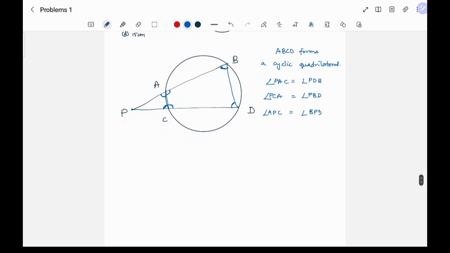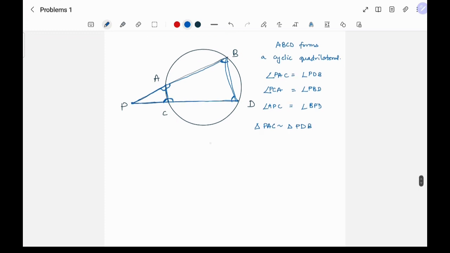So if you observe this triangle and the bigger triangle, they are similar but A is exchanged with D instead of B and C is exchanged with B. So triangle PAC is similar to triangle PDB, right? So similar triangles, what are the properties? The corresponding sides are in equal proportion. So PA by PD is equal to AC by DB is equal to PC by PB.